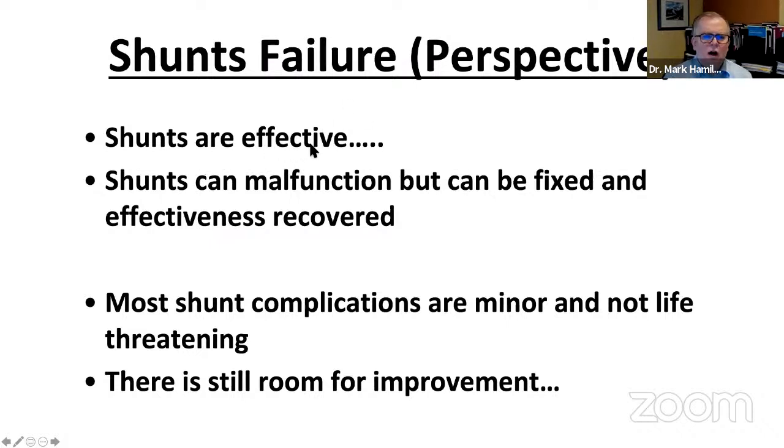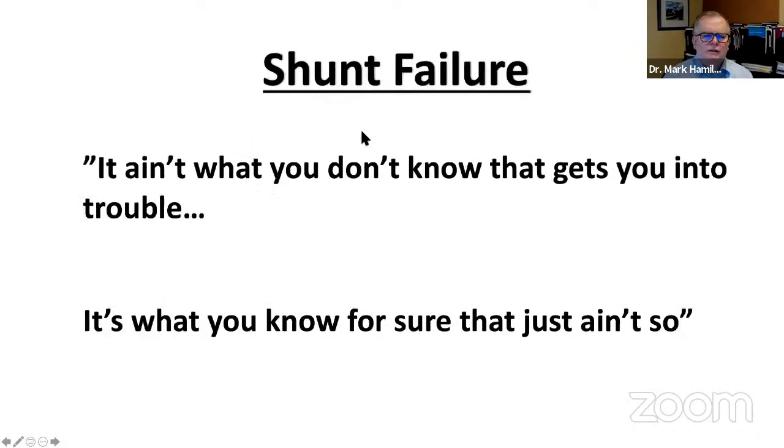First of all, I think shunts are effective. I think we all know that. That's why we use them. They can malfunction, but can be fixed, and effectiveness can be recovered. That's why we do shunt revisions. Most shunt complications are minor and not life-threatening, but there's still considerable room for improvement. This is a quote from Mark Twain, and I think it summarizes shunt failure and shunt surgery: "It ain't what you don't know that gets you into trouble, it's what you know for sure that just ain't so." I think there are a lot of preset ideas about shunts and shunt surgery that need to be reevaluated.